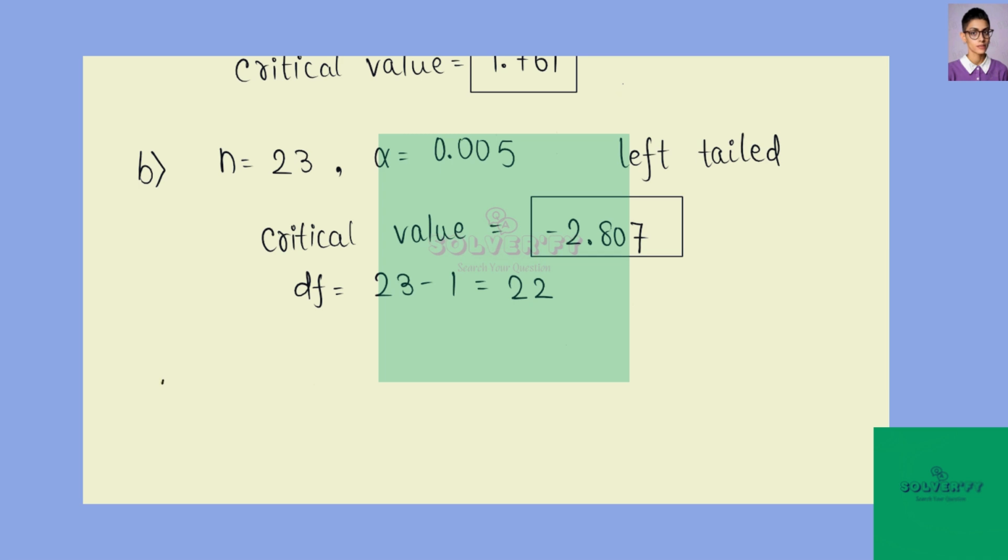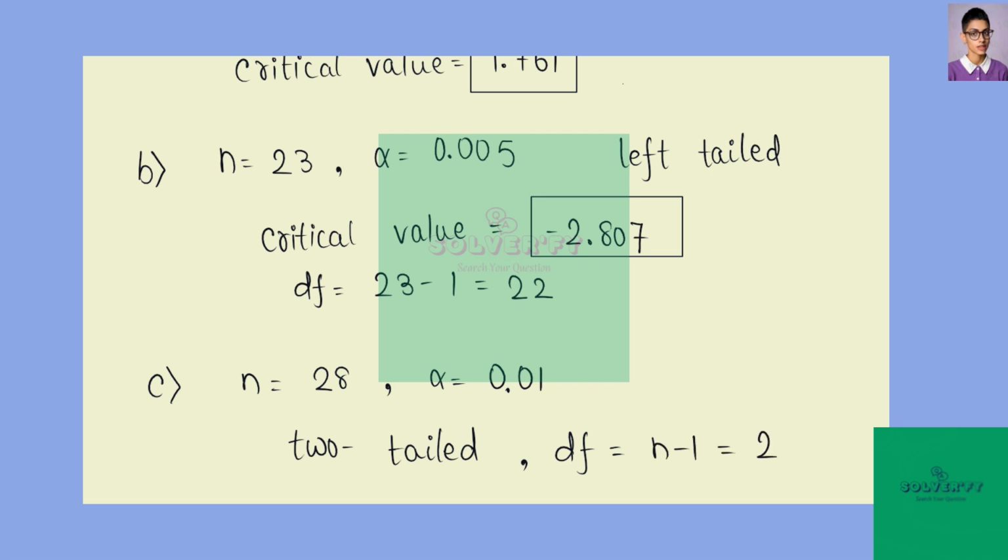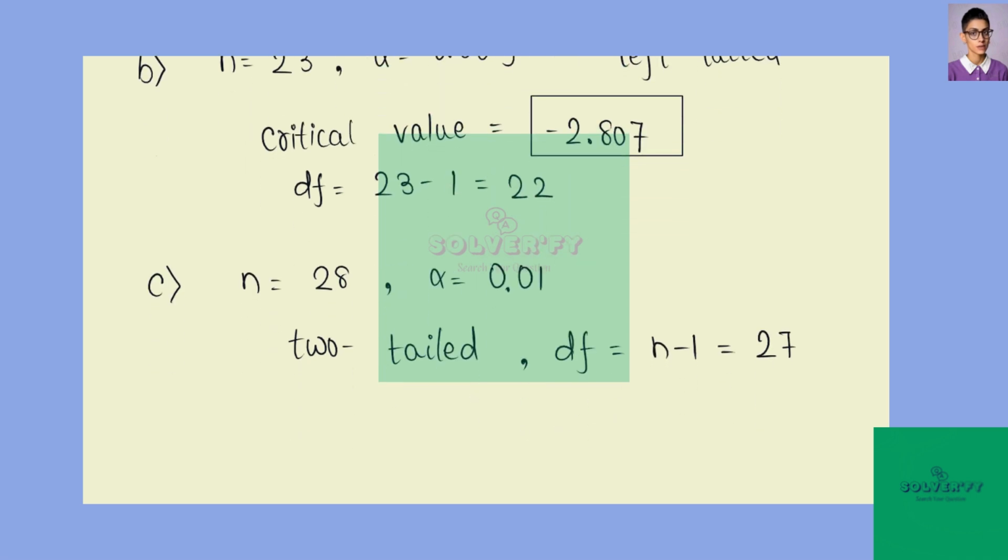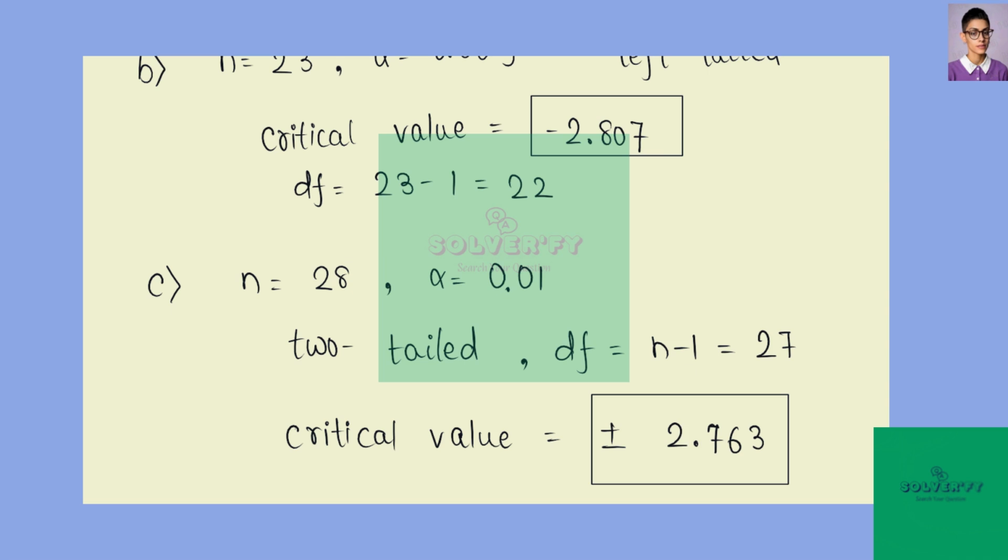And then in the third part, we can say that the value of n is equal to 28. Now the value of alpha will be 0.01. And then we are discussing a two-tail test. So it can be written like this, and then the degrees of freedom value will be n minus 1, which equals 27. Therefore, the critical value of t is going to come around, we can write, critical value. So this will be equal to plus minus 2.763. So we have obtained the answer for the C part.